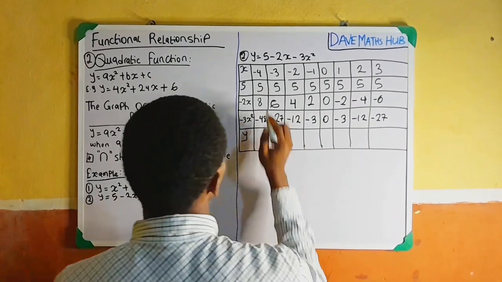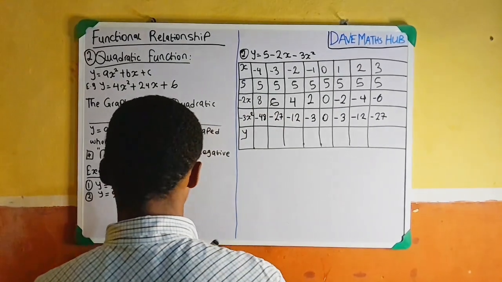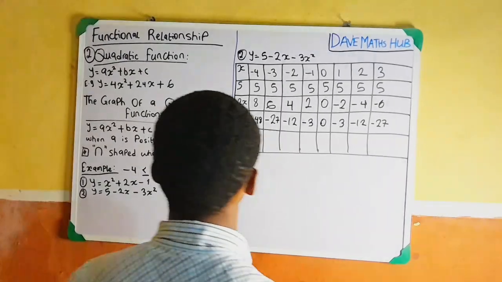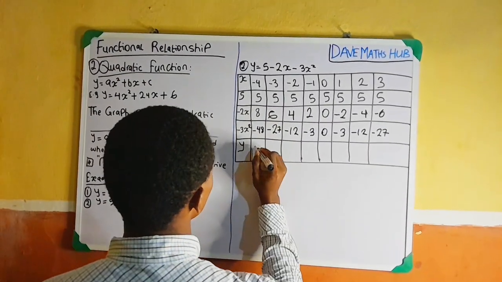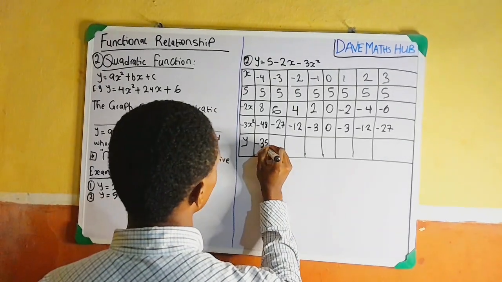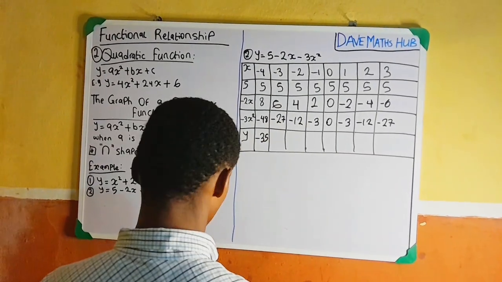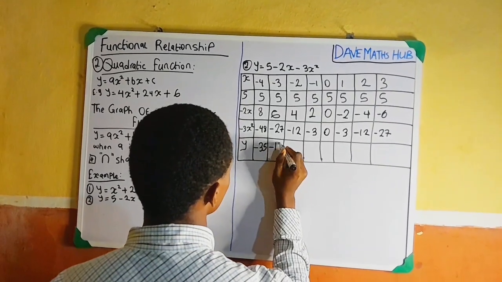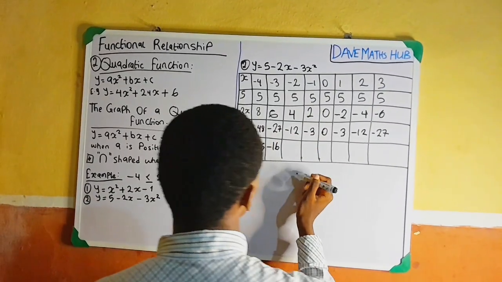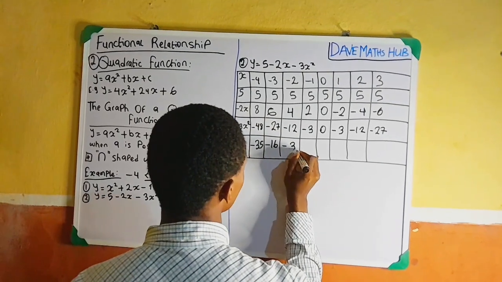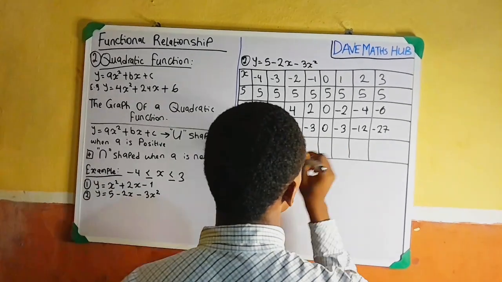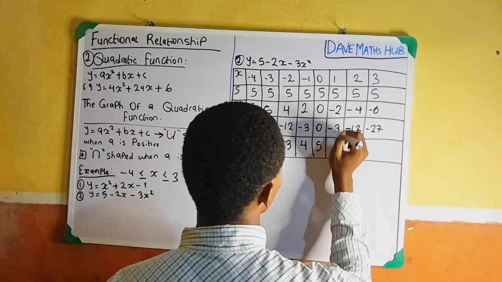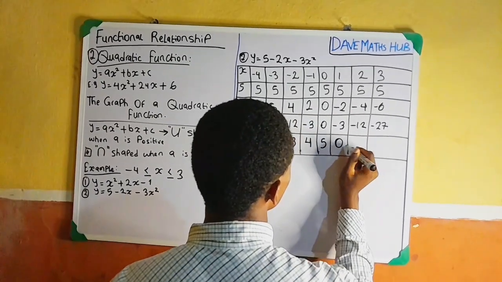So our y is 5 plus 8, 13. 13 minus 48, this is minus 35. This is 5 plus 6, 11. 11 minus 27, this is minus 16. 5 plus 4, 9. 9 minus 12, minus 3. 5 plus 2, 7. 7 minus 3, 4. 5. 5 minus 5, 0.